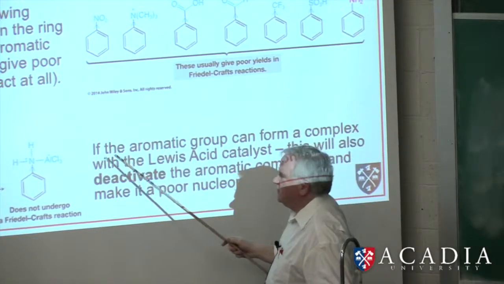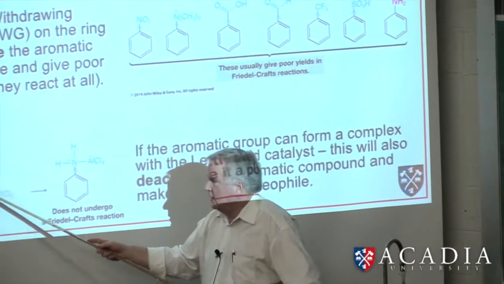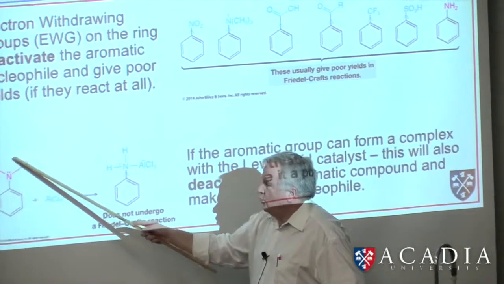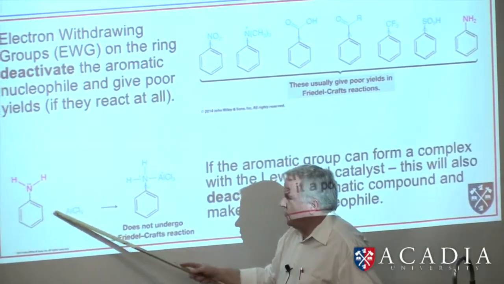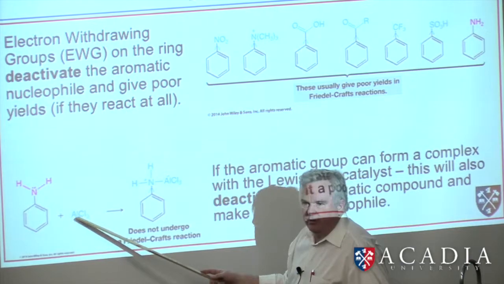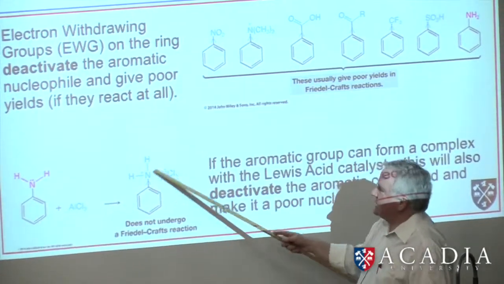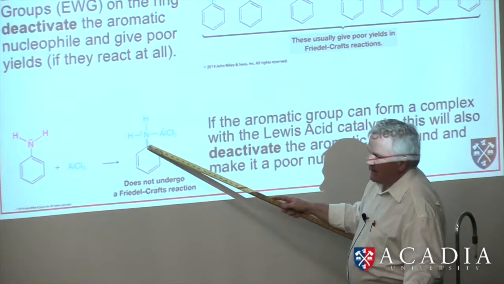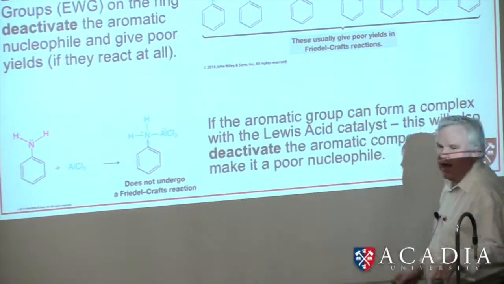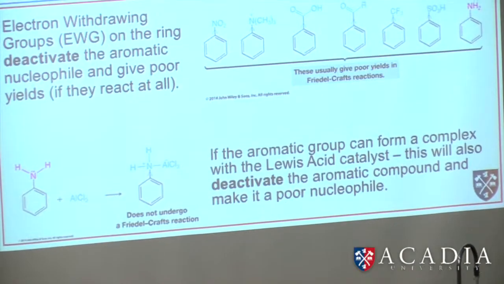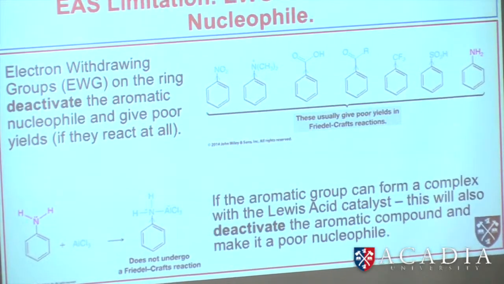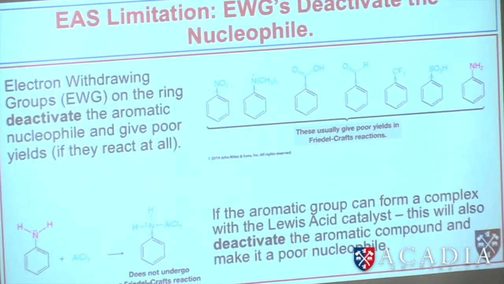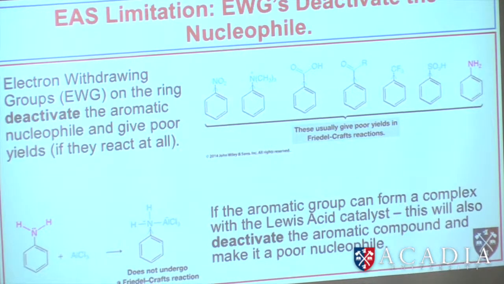If we use something like ammonia or aniline, we can't do these reactions because these form a strong complex with the Lewis acid catalyst, and that actually ends up withdrawing a lot of electron density out of the ring, and these things are unreactive as well. So if there's substitution on the aromatic group and it can form a complex with the Lewis acid catalyst, it will deactivate it.